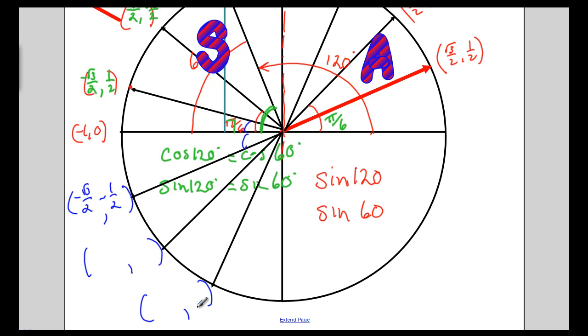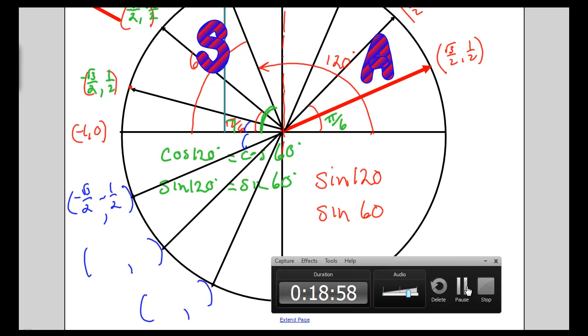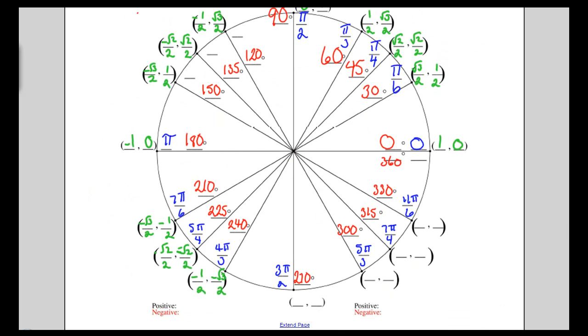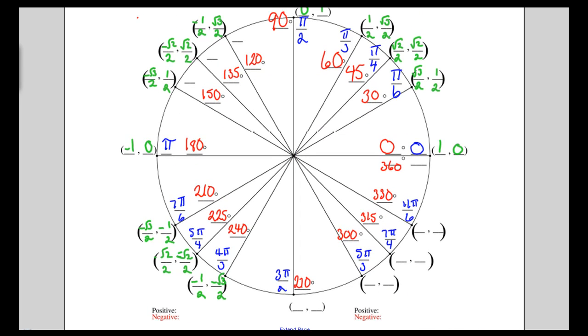I'm going to pause the video here, bring back a much cleaner copy of this, and then we'll continue with our last coordinate. So here we have a somewhat completed three quadrants anyways of the unit circle, and again looking at the values in green that give us our coordinate points.